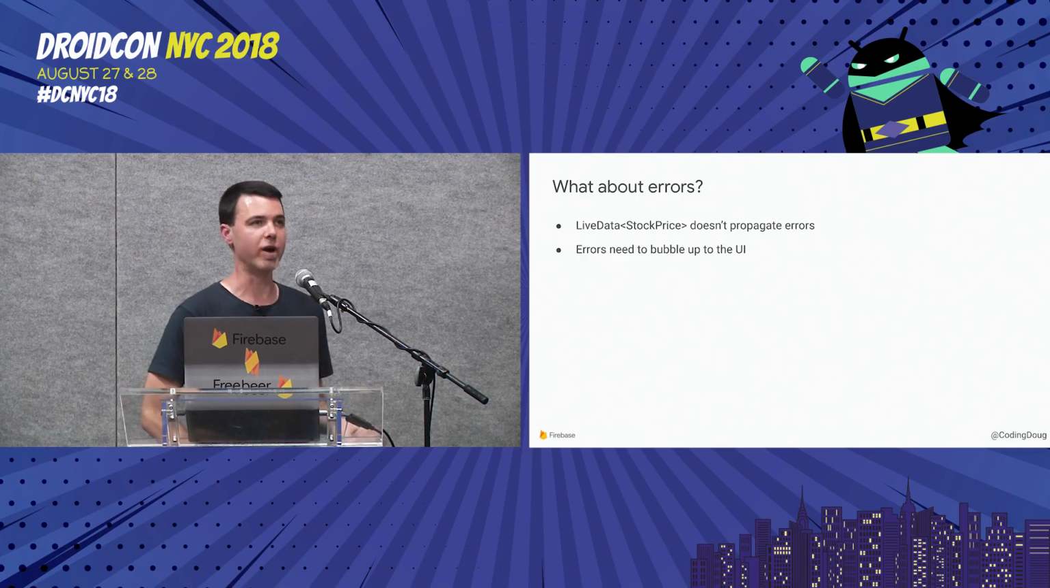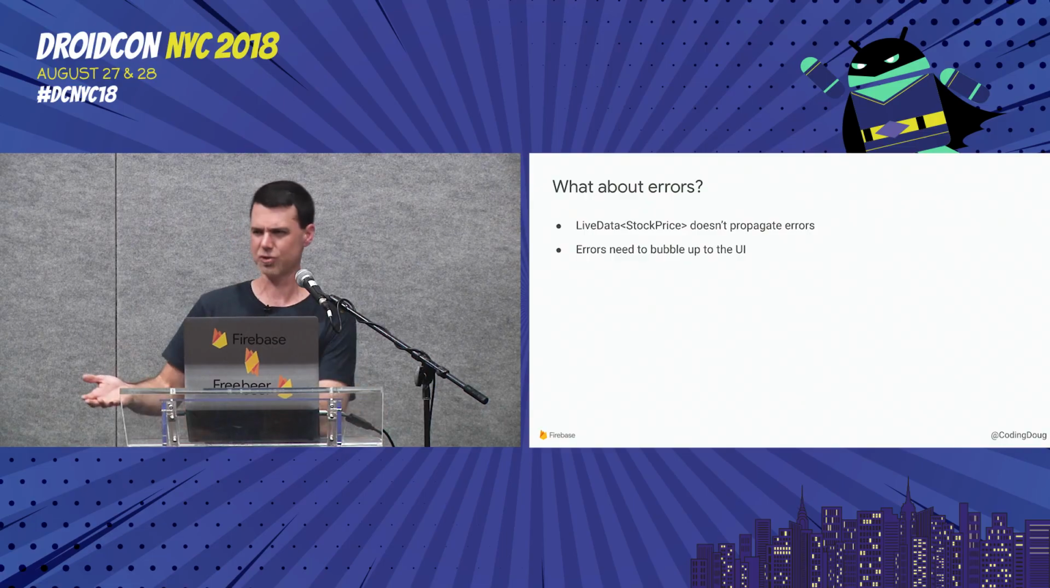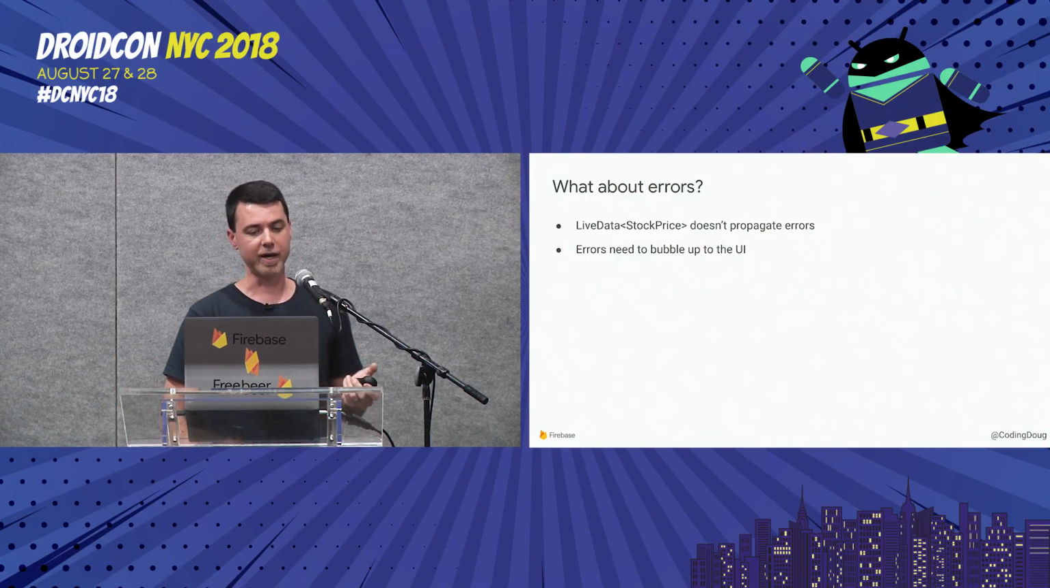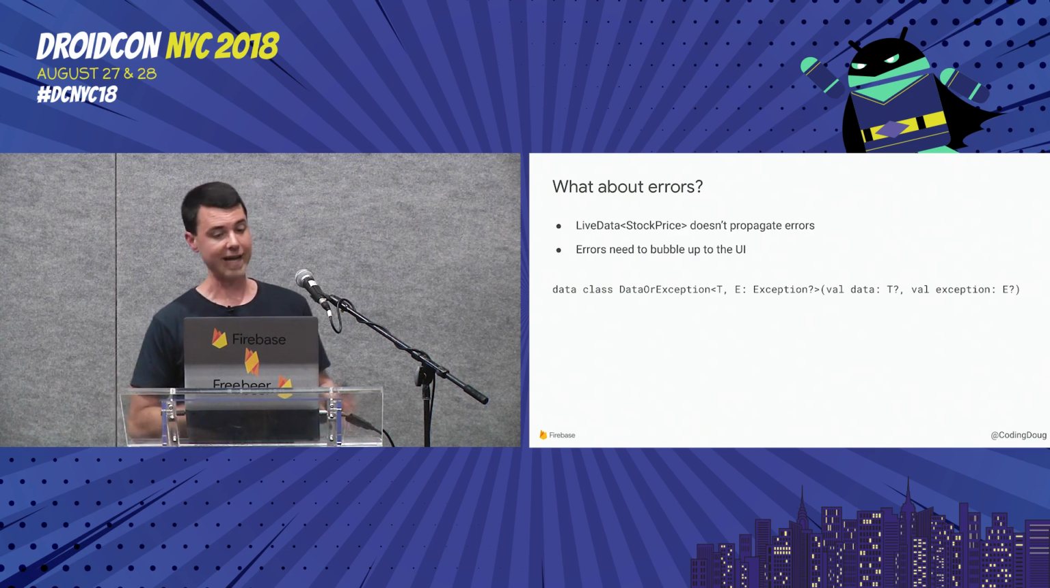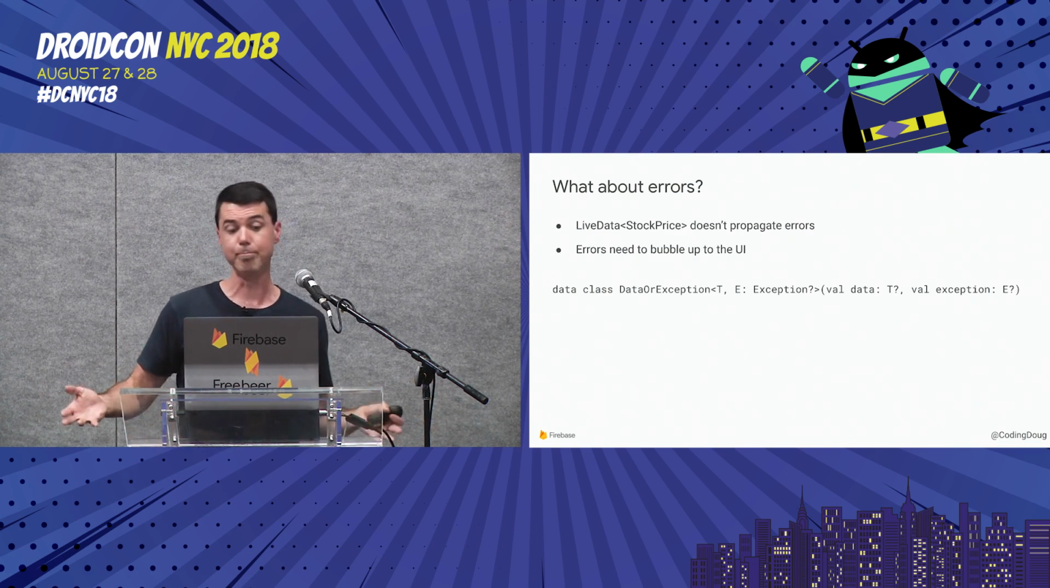Your UI at some point needs to show an error if something happened, right? If you can't get the stock quotes for whatever reason, the user should be notified of that. That would be kind of silly not to show them anything at all. So what I do in my code is I create a data class called data or exception. It either contains the data that you're looking for or an exception, one or the other, not both.